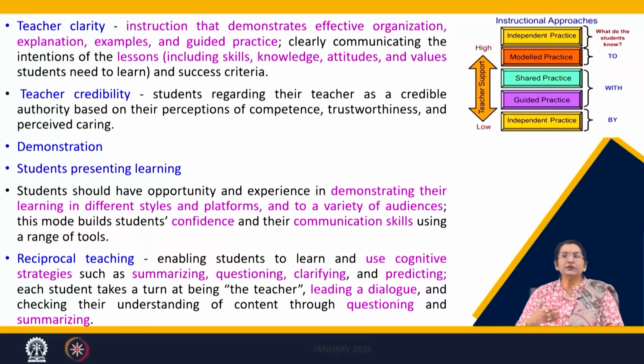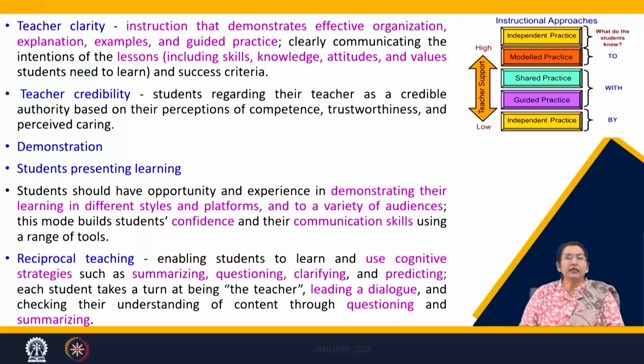Suppose a teacher is teaching about negotiation skill. Explaining negotiation skill theoretically and also demonstrating it makes the difference. Demonstration is also another mode of enhancing students' learning. Students presenting their learning means they get an opportunity and experience to demonstrate their own learning in different styles and platforms to a variety of audiences. They present it, they build confidence, they learn about their own communication skills. Accordingly, they develop competencies in communication skills, etc.